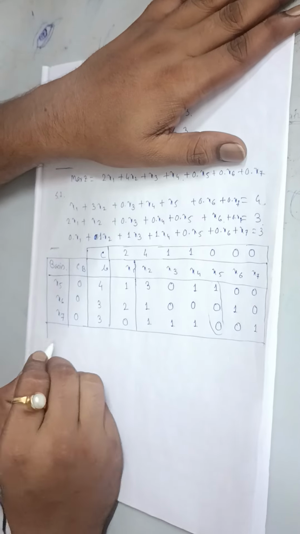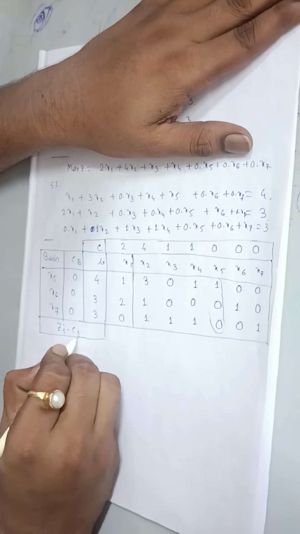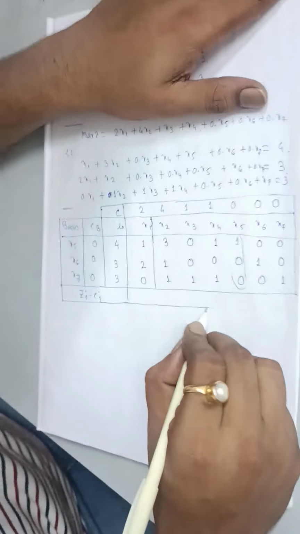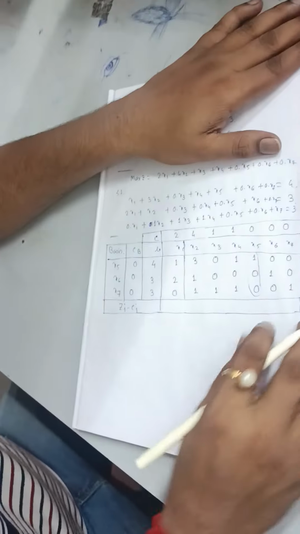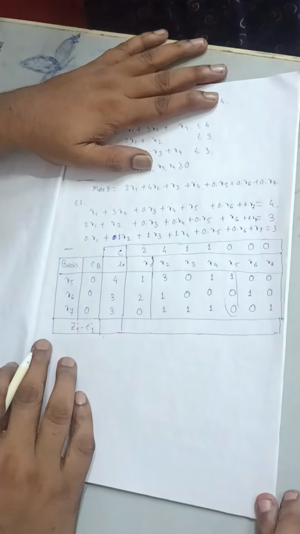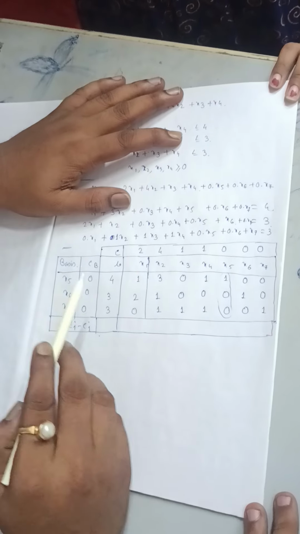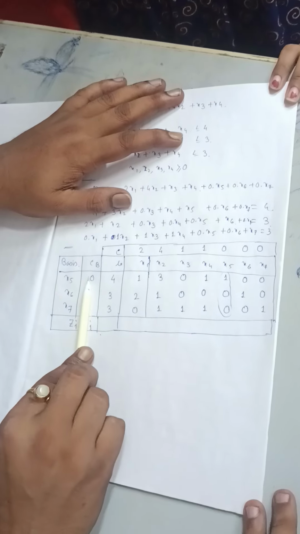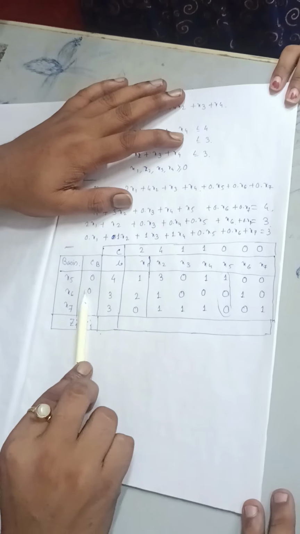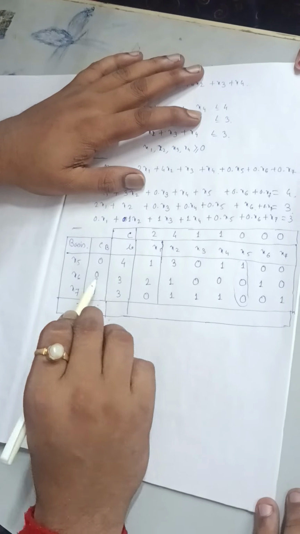Now the next step is to calculate zj minus cj. We need to understand the stopping criteria. This zj minus cj gives us the stopping criteria, and for this maximization problem, all the values must be greater than or equal to 0. To calculate this, C_B is a 0 vector, so take the dot product of C_B with x1, which gives 0. So zj becomes C_B times xj.